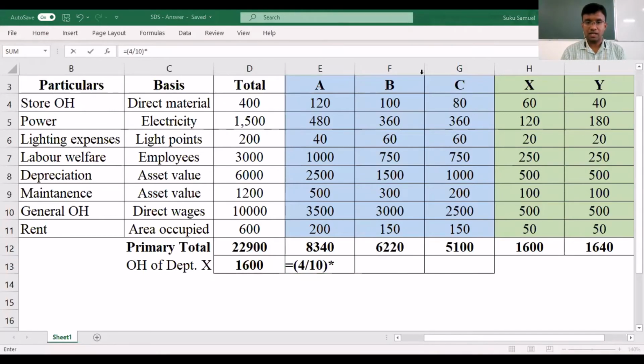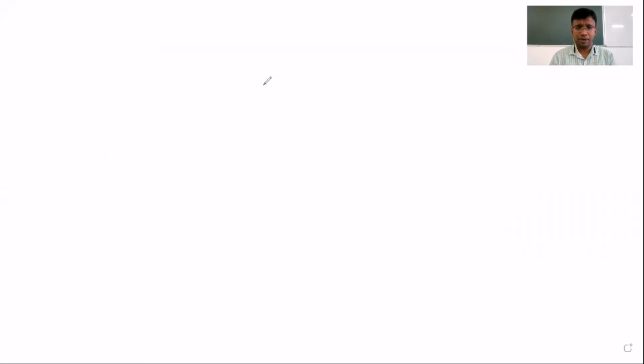Department X has to be redistributed in the proportion of 4 is to 3 is to 3. So 4 plus 3 plus 3 will give you 10. So this is how we will be going about it, and the total will be equal to 10.